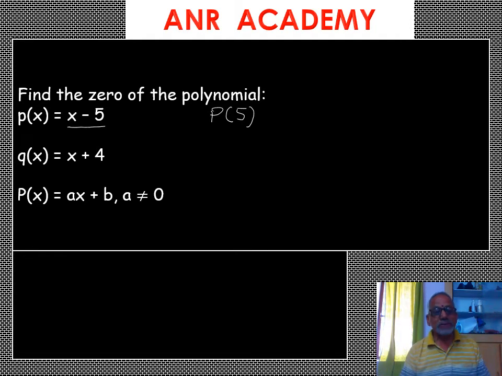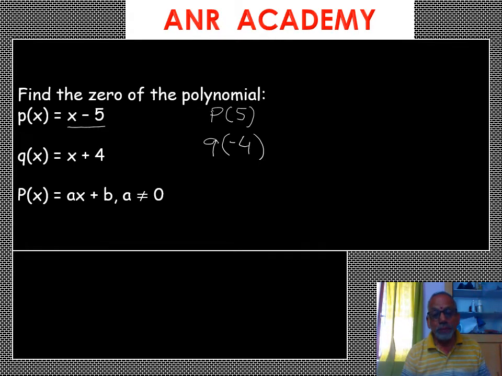Q of x is equal to x plus 4. What did you take? You take this number plus 4. What is the opposite sign? Minus 4. So minus 4 is the zero of the polynomial Q of x.